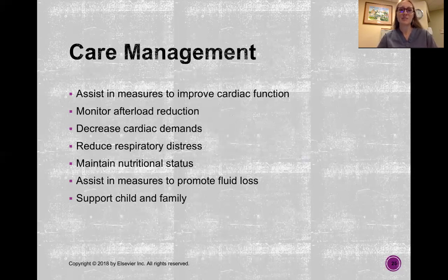And as always, we don't just have the child as our patient, right? We have the entire family. And anytime something like this is going on, it's going to be very stressful for the family. So we want to make sure that we're supporting both the child and the family through this process.